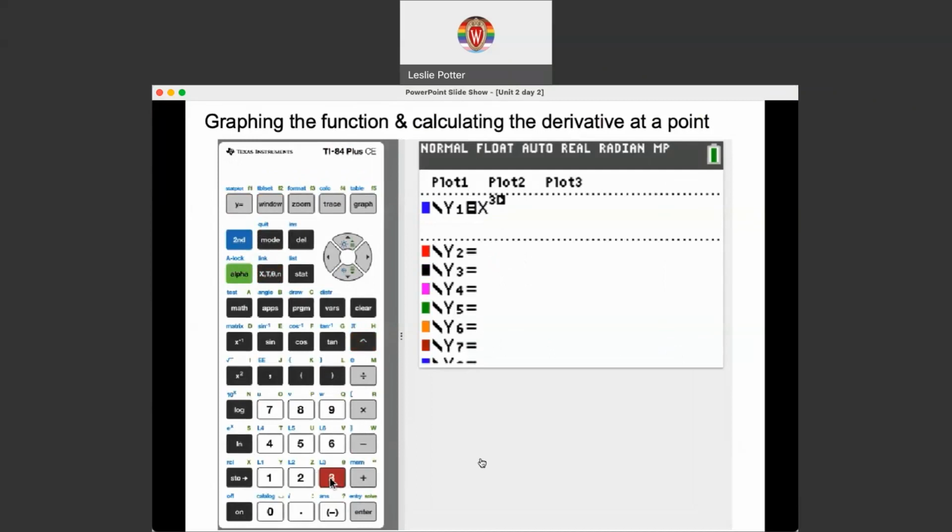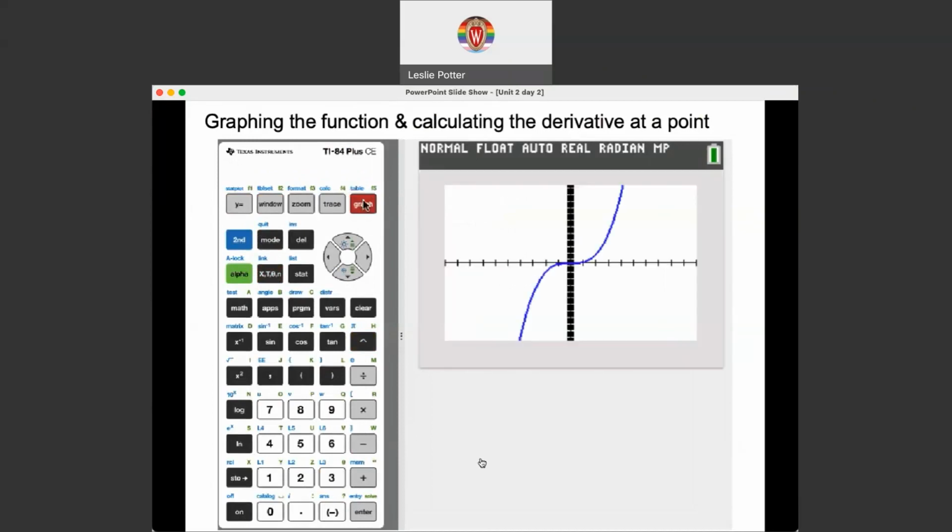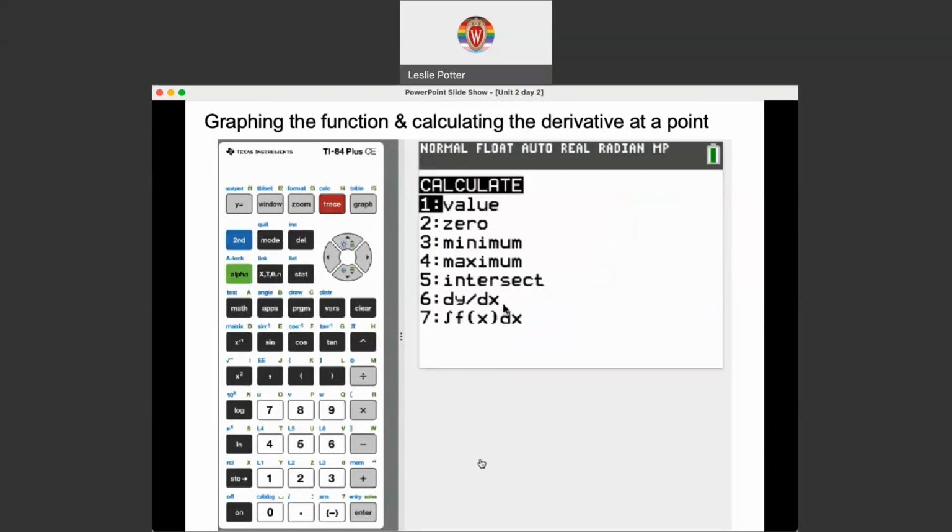So there's my x cubed, right? And I'm going to hit graph. And so here's my function, right? That's kind of what the other screen looked like. And I'm going to go out to 4 here, and I'm going to graph that tangent line. So this is kind of cool. I'm going to use that calc feature. Second, calc, and notice there's a dy/dx. So I'm going to arrow down and select that, and it's going to give me a whole bunch of information on my graph screen.